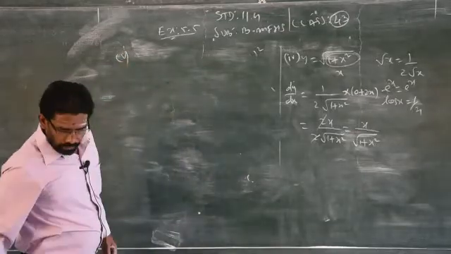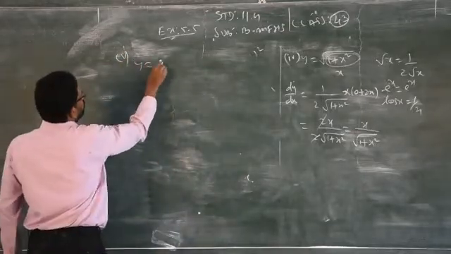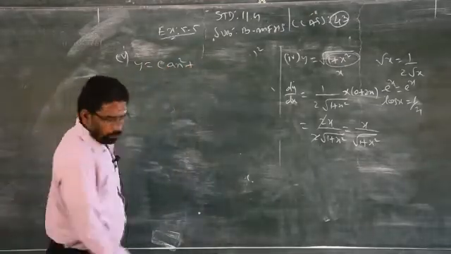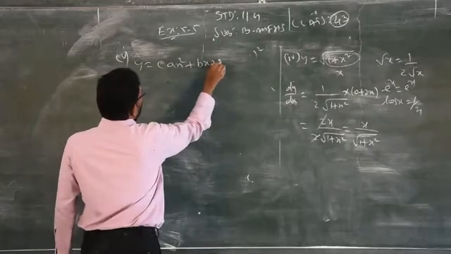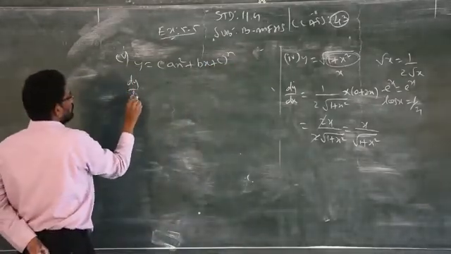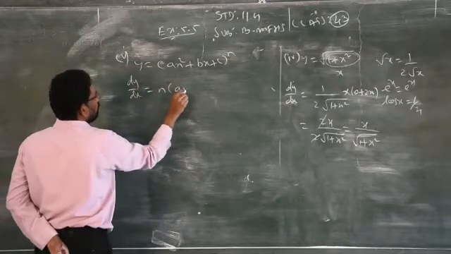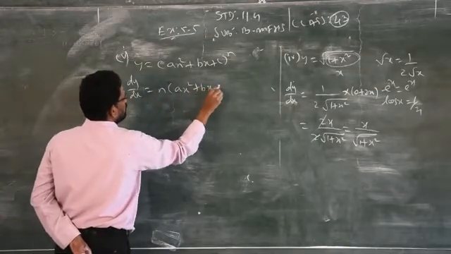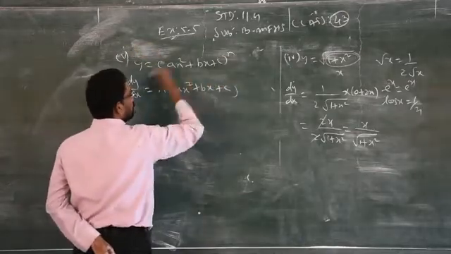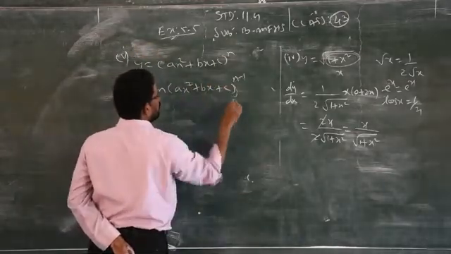Sum number 5, y is equal to (ax square plus bx plus c) whole to the power n. So you just have to differentiate dy by dx: n into (ax square plus bx plus c). According to the rule, first you have to take the power as a multiplier, and reduce 1 in the power.